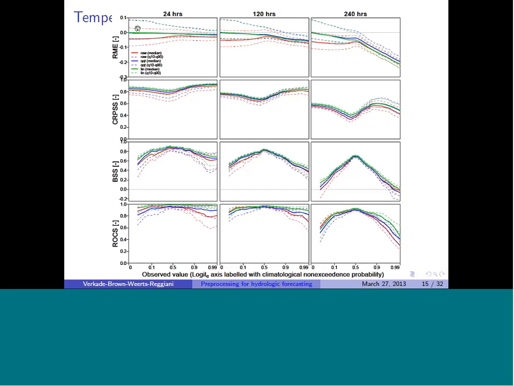So what we look at, these are temperature ensemble forecasts. If you take a very global view, you notice a couple of things. One is that the quality of the forecasts tends to reduce with increasing lead time, which is something that you'd expect beforehand.